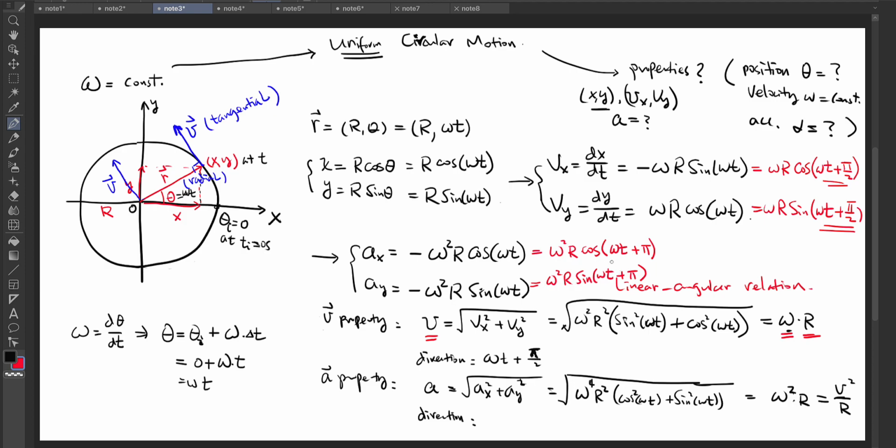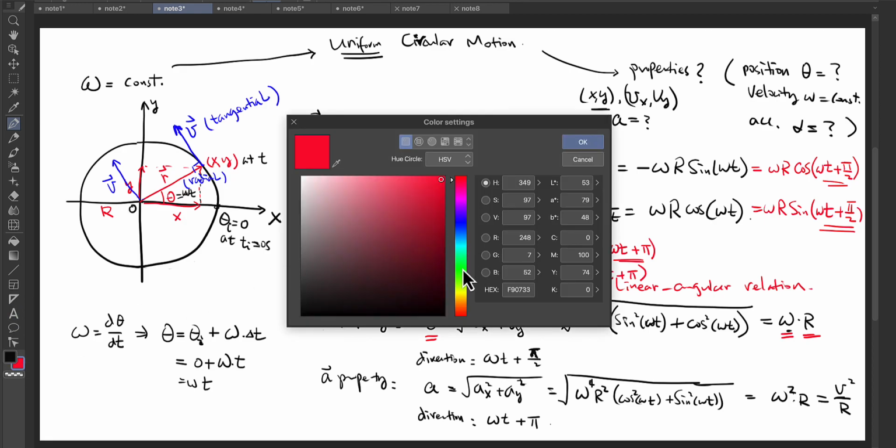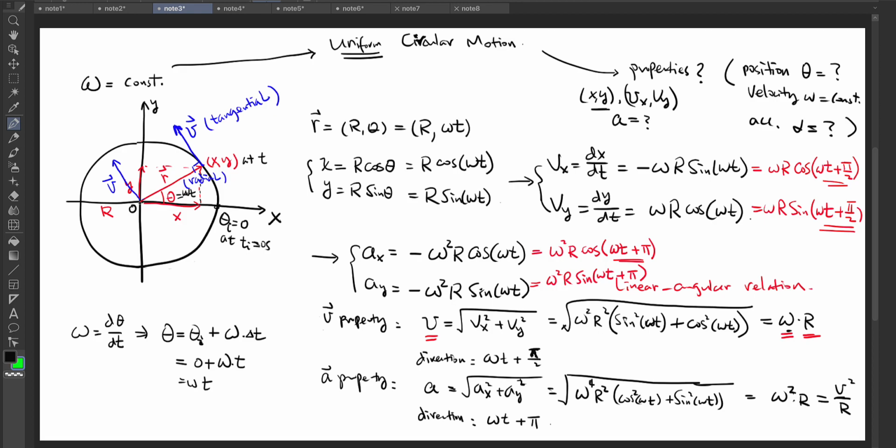Now this angle will be the direction of the a, so it's omega t plus pi. That means that on top of the angle theta that we have here for omega t, I need to add 180 degrees, which means that the acceleration should be in the opposite direction of the vector r. That's the additional angle pi.